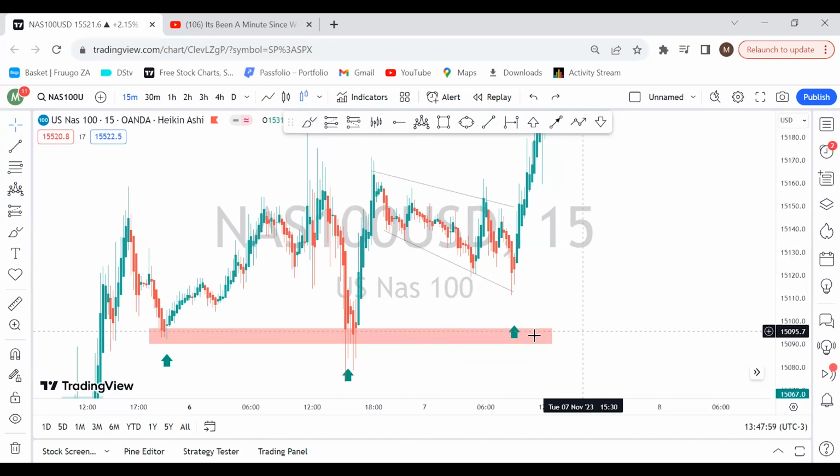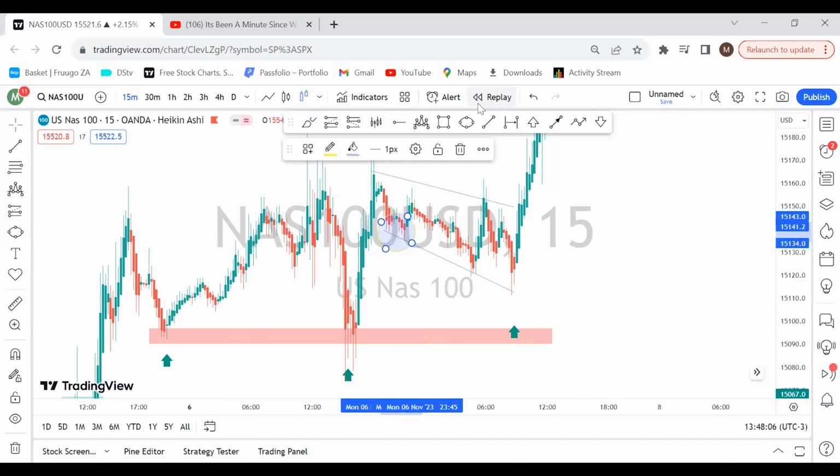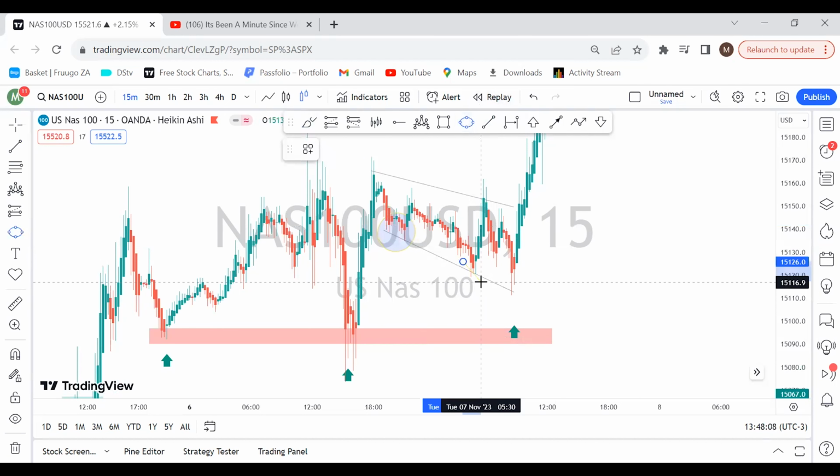So how would you have traded the structure? It gave you, let's count the number of touches. This was the first touch on our structure, second touch, and the third one.